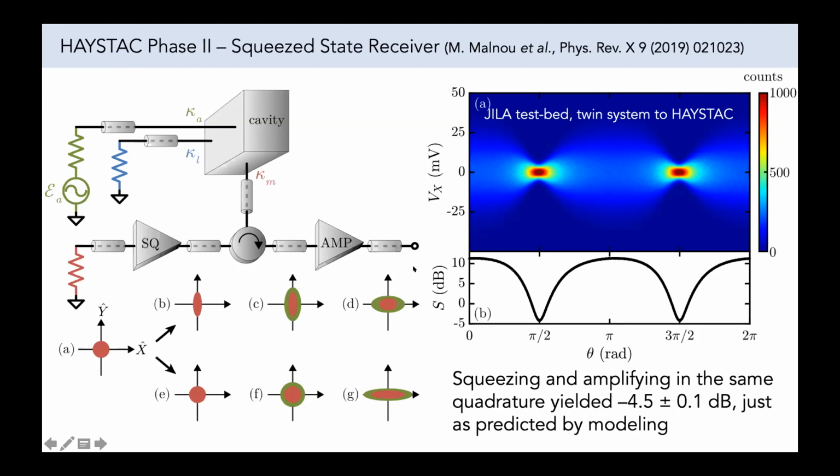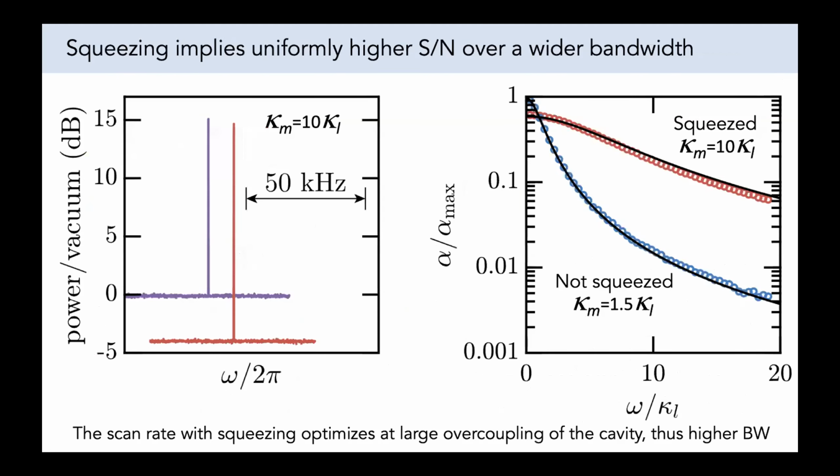And in a testbed experiment at the University of Colorado, where they looked at the degree of squeezing of the noise associated with the phase between the squeezing amplifier and the output amplifier, at pi over 2 and 3 pi over 2, they were able to get down 4.5 dB below the unsqueezed situation, just as predicted by modeling.